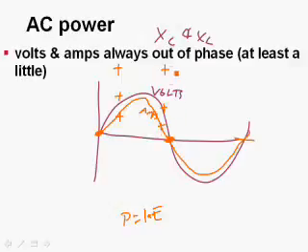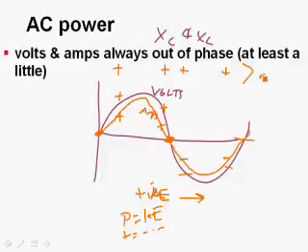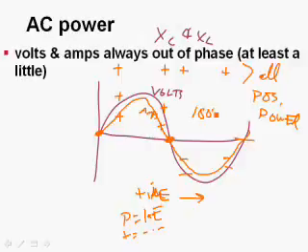Plus times plus is plus. Here we're going to have a negative times a negative. Negative times a negative is still going to be a plus. So right here at this point in time, on this graph, negative times negative is going to be a plus. Here we have negative and negative. Negative times negative is going to be a plus. So here we have all positive power. But that's based on the volts and the amps rising and falling and being 100% in phase.